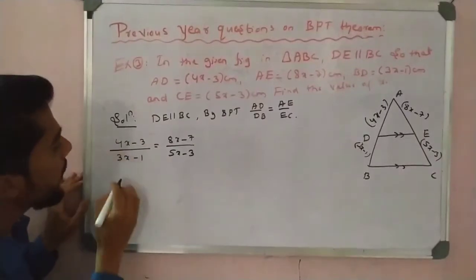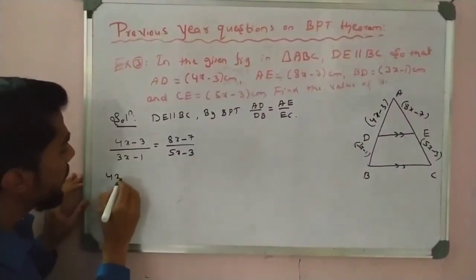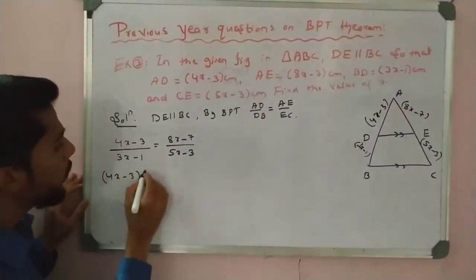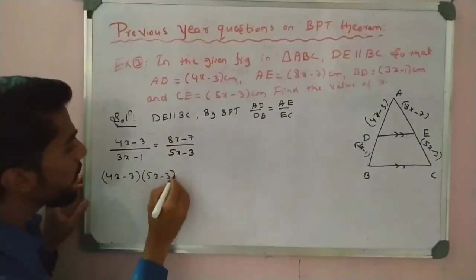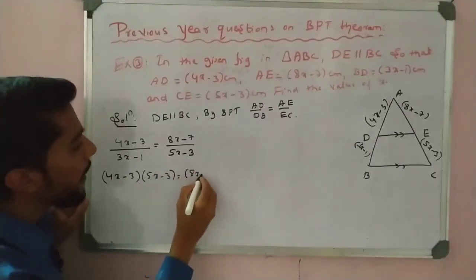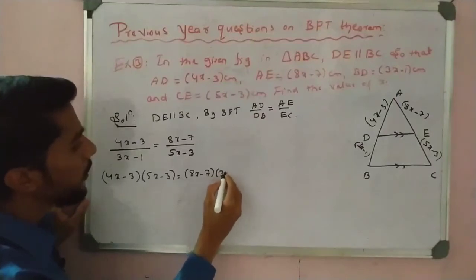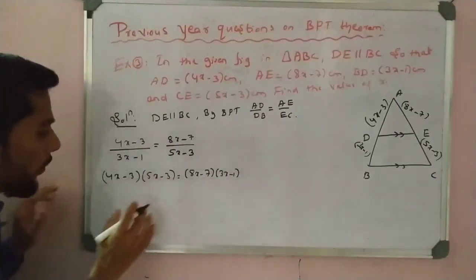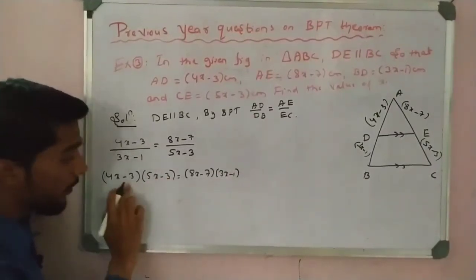Okay, now cross multiplication, carefully observe here: 3 into 5x minus 3 is equal to 8x minus 7 into 3x minus 1. Now multiply one by one. First 4 to this bracket, then minus 3 to this bracket.